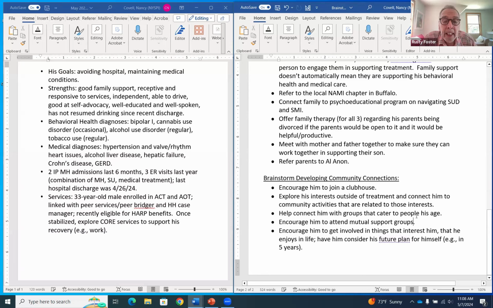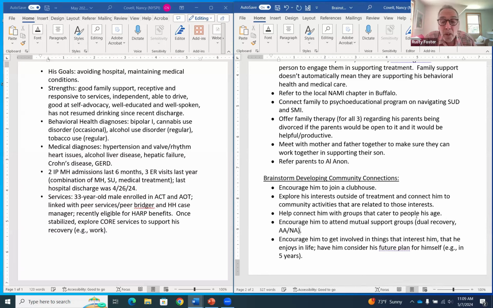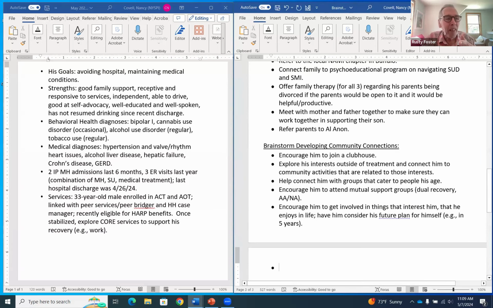Carolyn said, getting involved in things that interest him, that he enjoys in life. So this is a very important thing that people are saying. What are his future plans for himself? Where does he want to be in a few years? This is a motivational interviewing approach, right? Because you ask him how he would like his life to be, and then he tells you, and whatever he tells you are things that are important to him. And then you could say, you've got to help him with those.